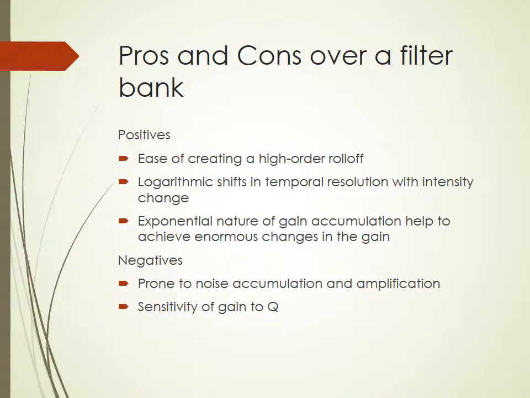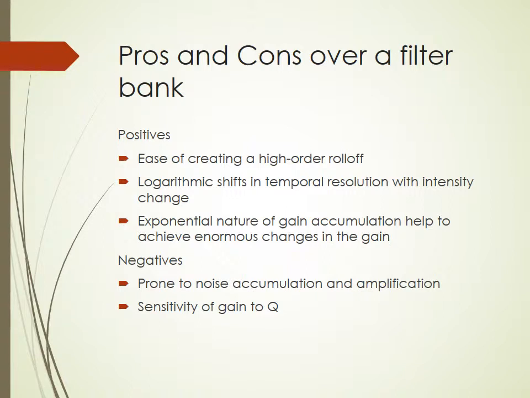In a filter cascade, due to the exponential nature of gain accumulation, enormous changes in the overall gain for an input can be accomplished by very small distributed changes in the Qs of several filters. Whereas in a filter bank, to say compress 120 dB in input intensity to about 40 dB in output intensity, the filter quality factors must change by 80 dB. A dynamic range problem in the input is merely transferred into a dynamic range problem in a parameter. So these are the positives.